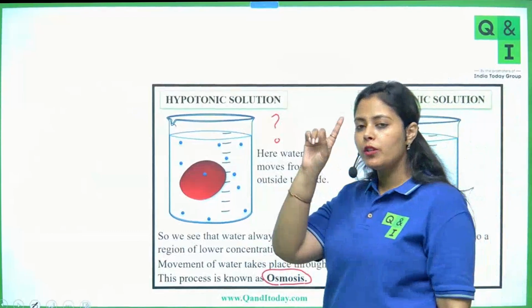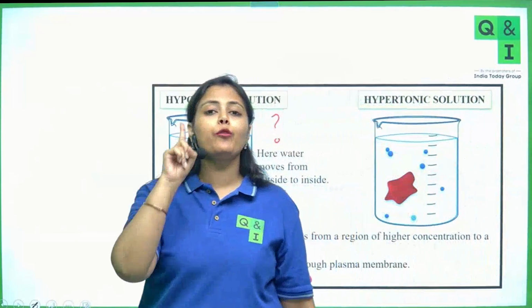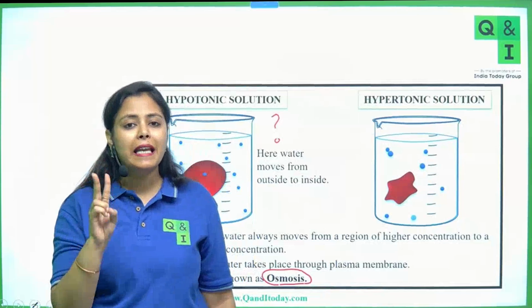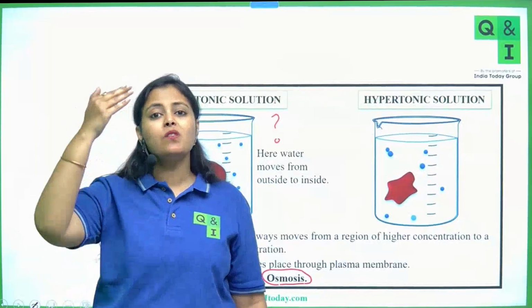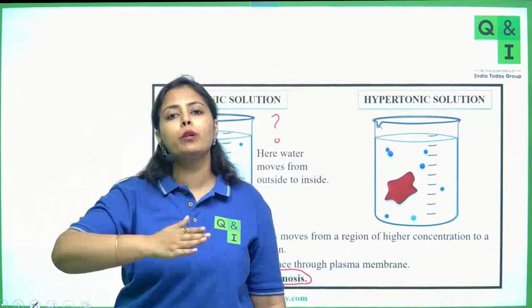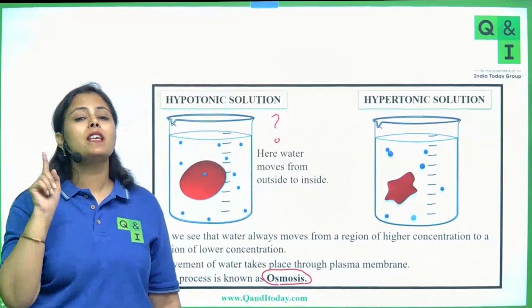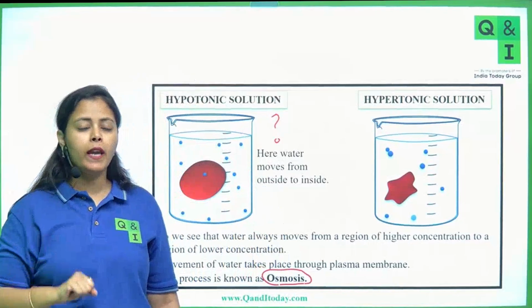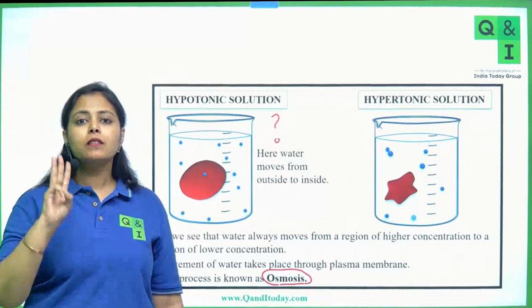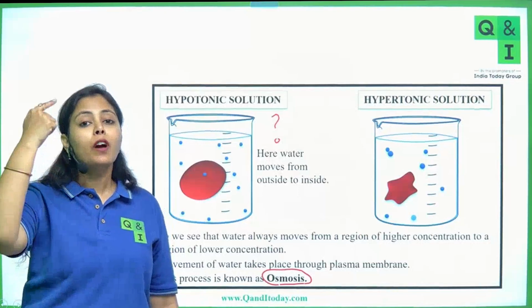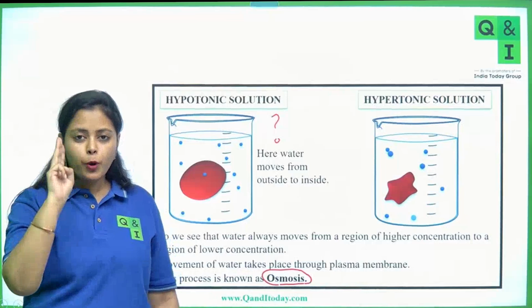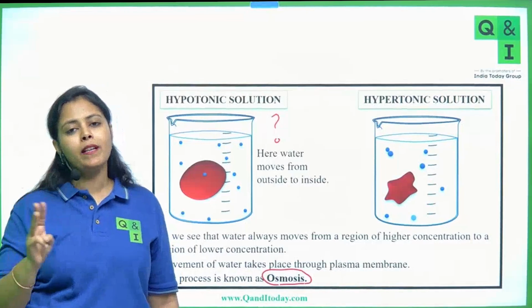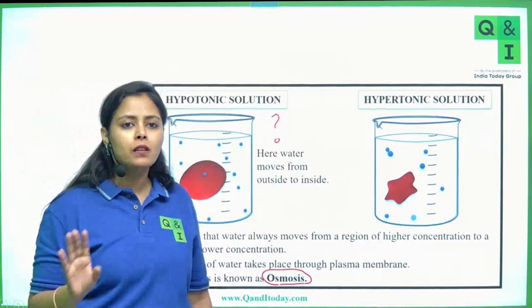points, very important points. First, it is always the movement of only water molecules. Second, across a semi-permeable membrane. That means we are always considering the movement of water across a semi-permeable membrane. Now, the third point is that the water will move from the region of high concentration to low concentration. So if you have properly written down these 3 points, then you will secure full marks in the definition.